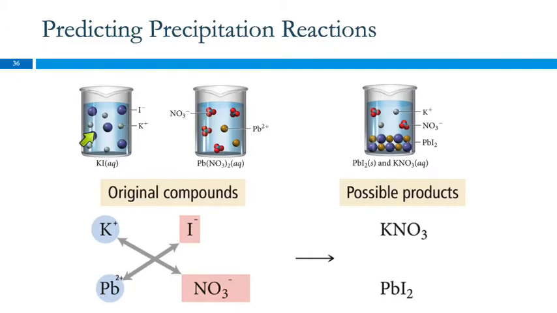Potassium and iodide came in together. They weren't all that attracted to each other. They were soluble. So that's not going to be the precipitate. Lead and nitrate isn't going to be the precipitate. So we're going to swap partners and see what happens. We've got potassium nitrate and lead iodide. How do we know which one of them is the solid? We use the solubility rules. Right? Potassium compounds are always soluble, so it's not this one. And lead iodide, if we follow through the rules, we'll see that this one is not soluble. Any questions?